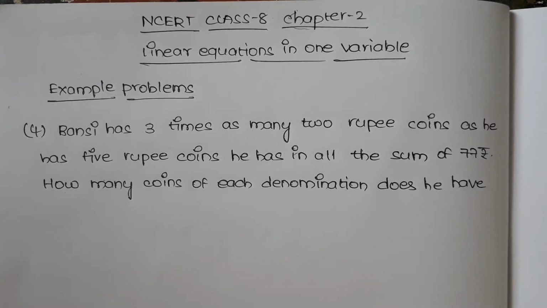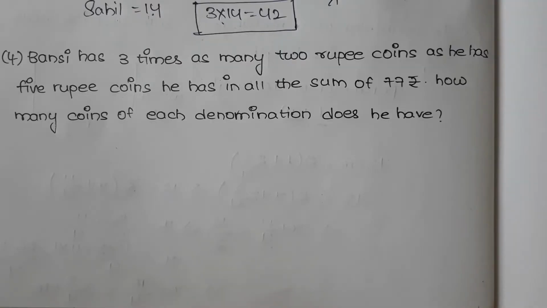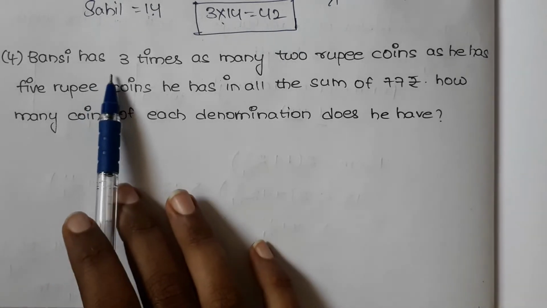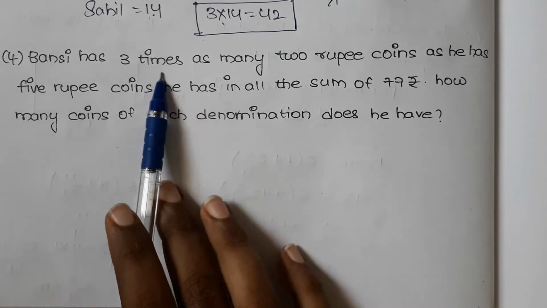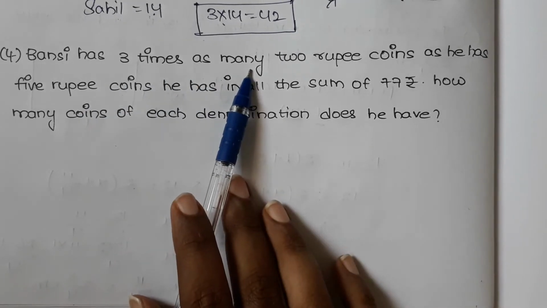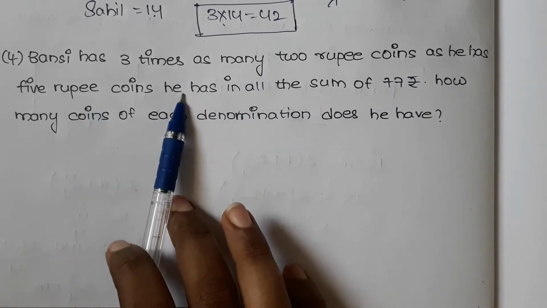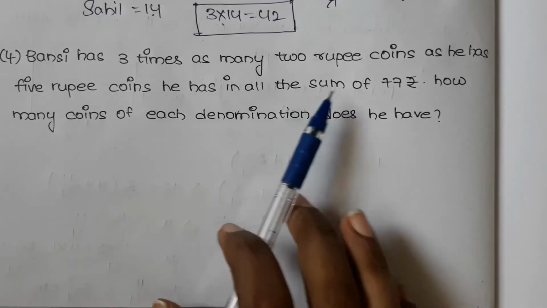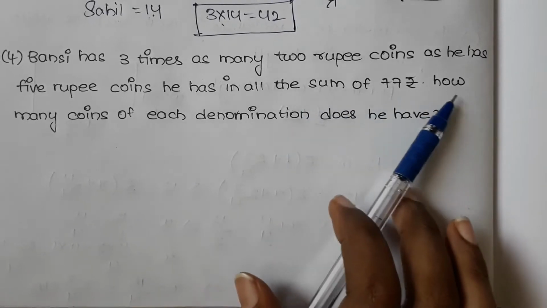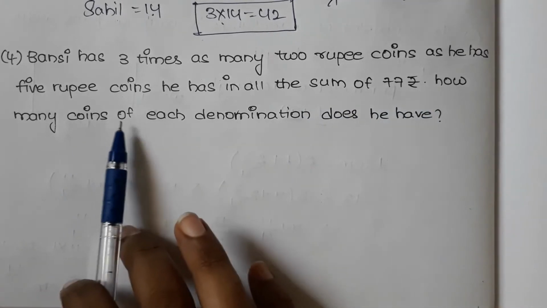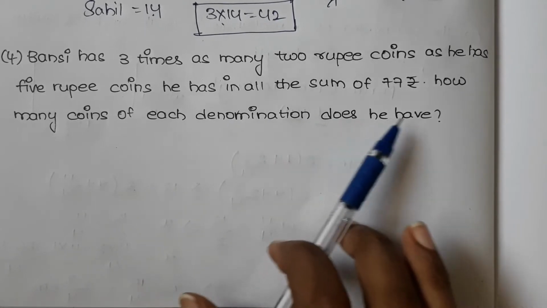In this video, we are going to discuss some example problems, in continuation to the previous video, in linear equations in one variable. Now let us see the fourth question, that is: Bansi has 3 times as many 2 rupee coins as he has 5 rupee coins. He has in all the sum of 77 rupees. How many coins of each denomination does he have?